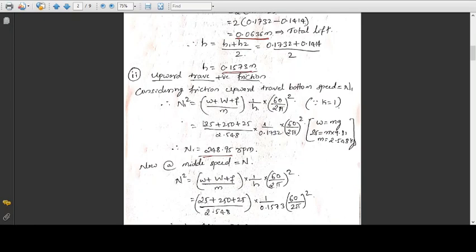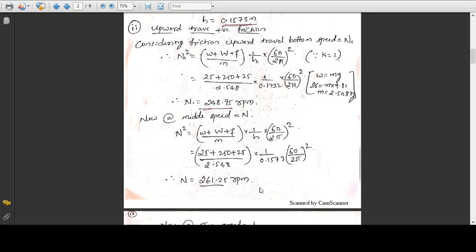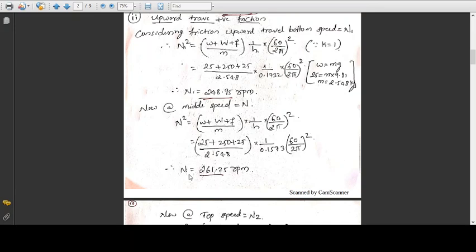Again the same equation we are going to use, that is n square equal to (w plus f) divided by m into 1 divided by h. In the previous step we used h1, but here it should be h into (60 divided by 2 pi) whole square. We have already calculated h here, that is the mean height, as 0.1573 meter. The same thing you need to substitute here. After substitution and simplification, you will get the middle speed as 261.25 rpm.